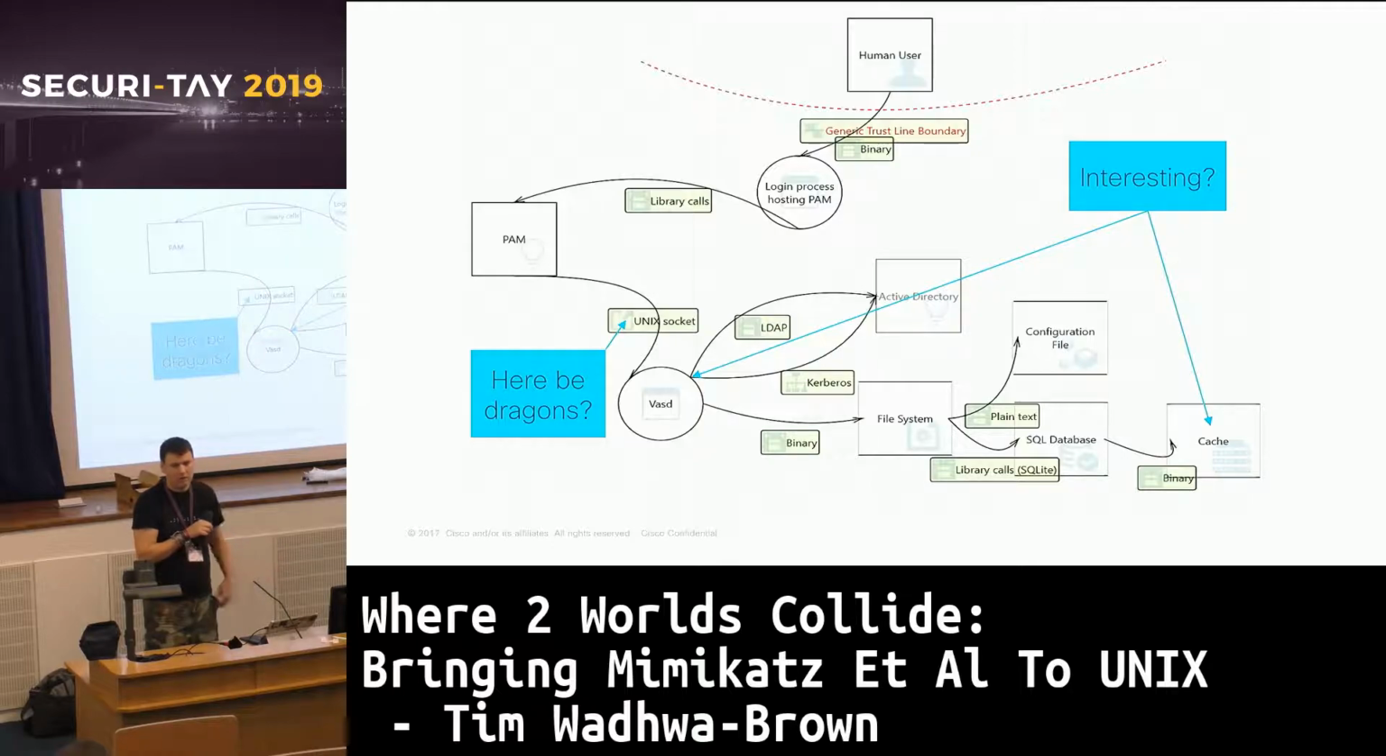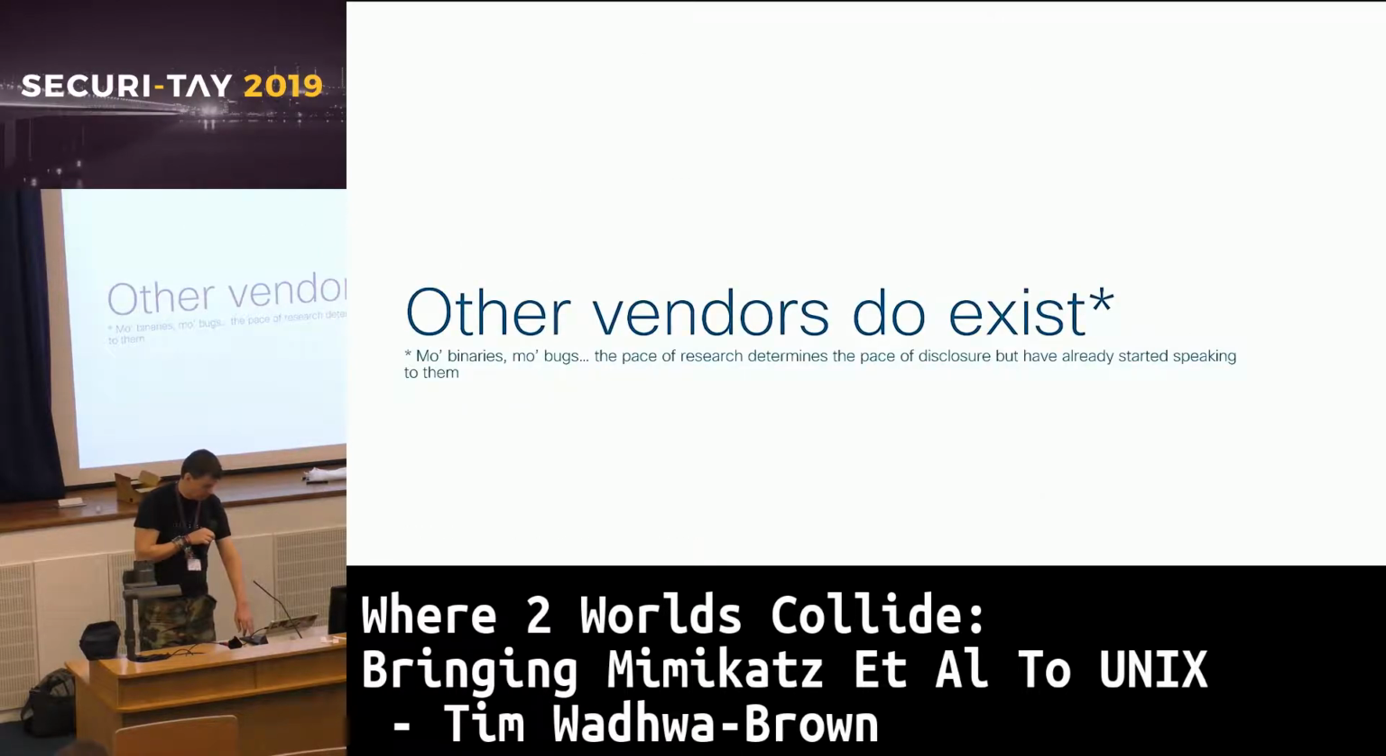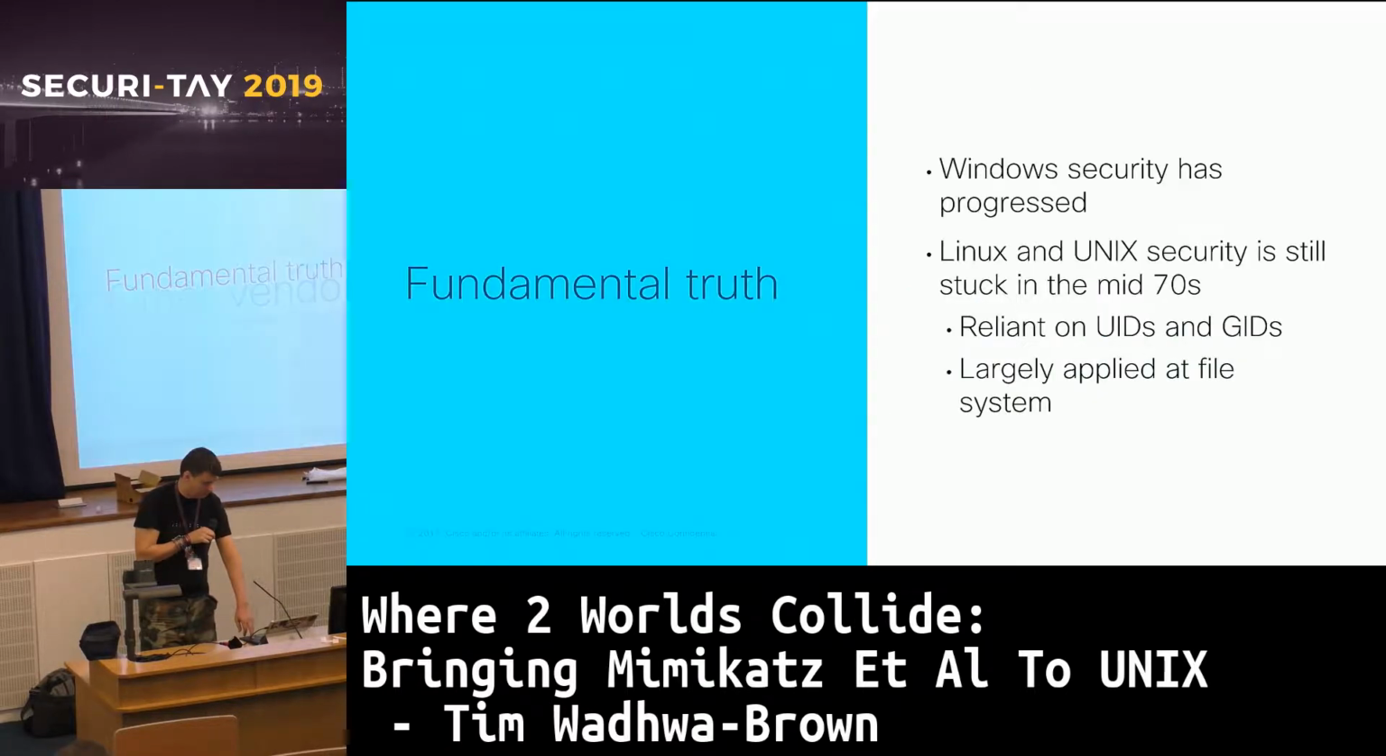And like I said, if you look at it systemically, most of those attack surfaces have analogies, whether it's Windows or Unix. You can take the same approaches, and of course other vendors do exist.